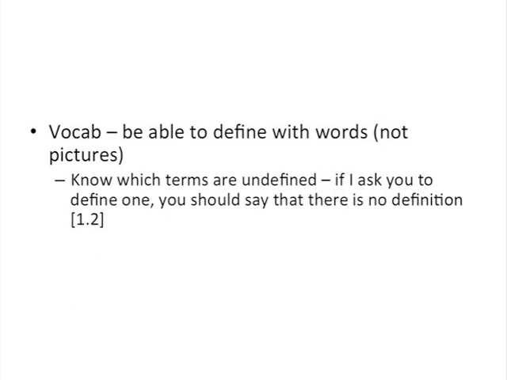Will you put any undefined? I could. So you need to know which terms are undefined. There are 3 of them. They are point, line, and plane.